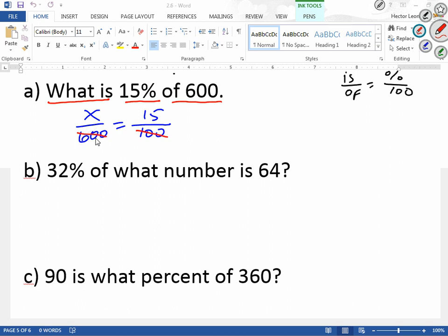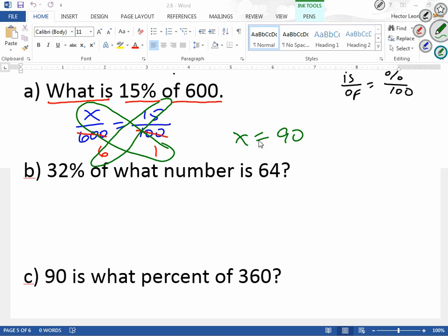I also mentioned before I can simplify 600 and 100. I can simplify side to side. Let me divide each by 100. So this is 6, this is 1. Now let me cross multiply. X times 1, which is x, 15 times 6, which is 90. So that's my answer. What is 15% of 600? 90.